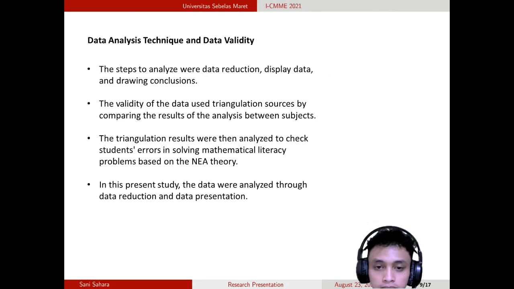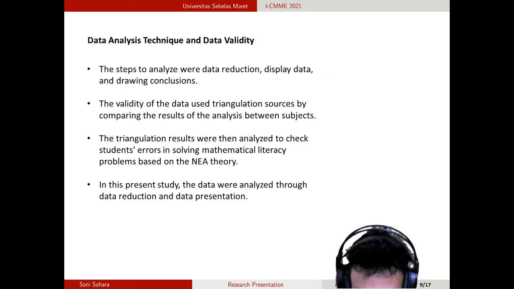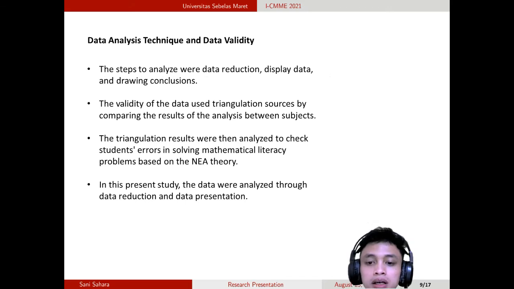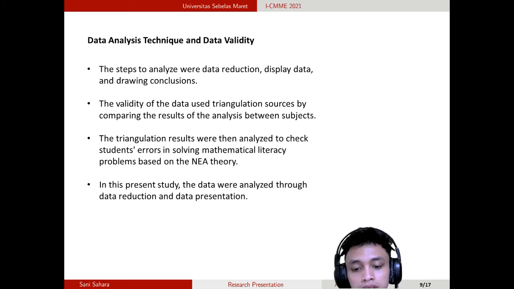Then the steps to analyze were data reduction, display data, and drawing conclusions. The validity of the data used a triangulation process by comparing the results of the analysis between subjects. The triangulation results were then analyzed to check students' errors in solving mathematical literacy problems based on the NEA theory. In this present study, the data were analyzed through data reduction and data presentation.